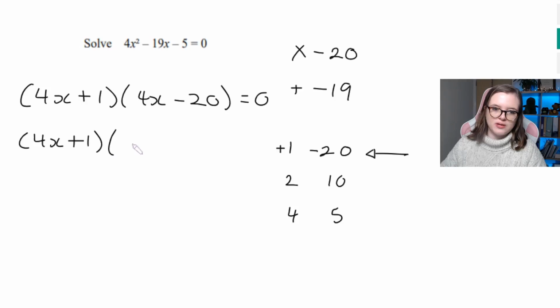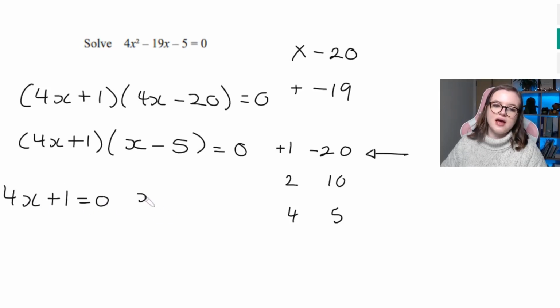Divide it by 2, actually no, 4. What am I talking about? We can divide them both by 4, can't we? Divide it by 4. We then get x minus 5 equals 0. And there we are. Grand. And then from here, make each of the brackets equal to 0. 4x plus 1 equals 0. x minus 5 equals 0.